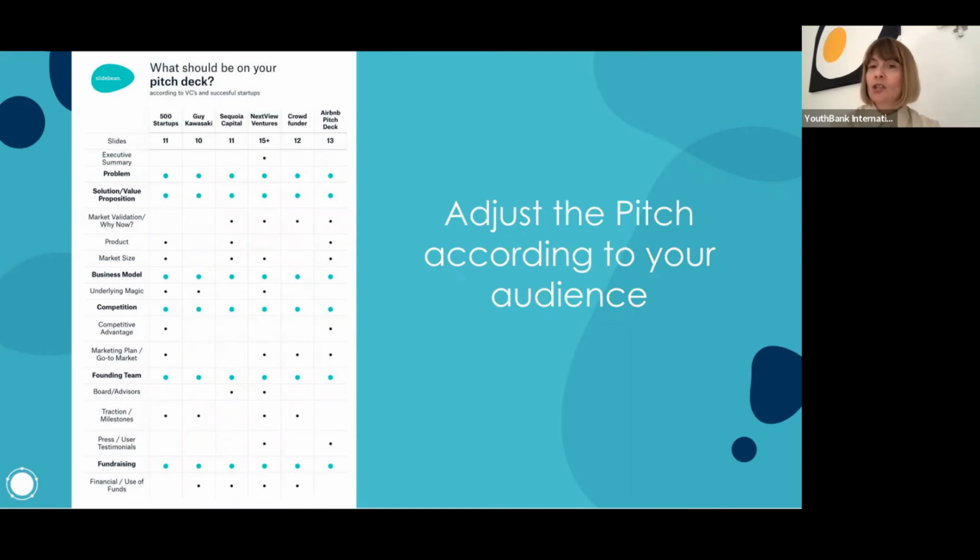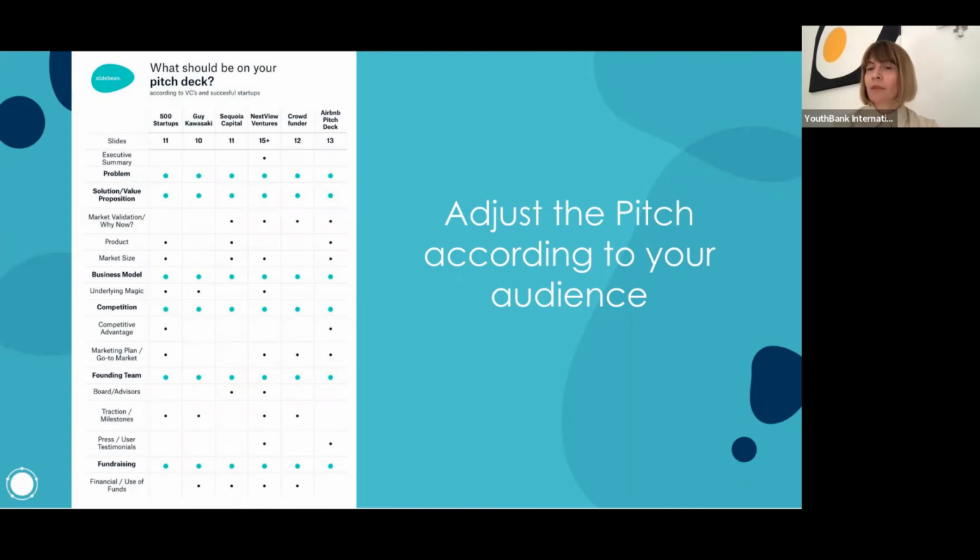The 3 minutes is not there to say everything. The 3 minutes, and the pitch of your idea, is there to actually make your audience interested. So this is why it says adjust the pitch according to your audience, because if you know that your audience is not focused on fundraising, or there aren't any investors, you're not going to be pitching an investment presentation.